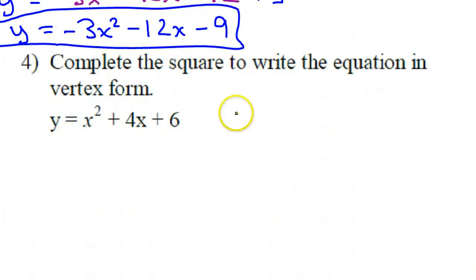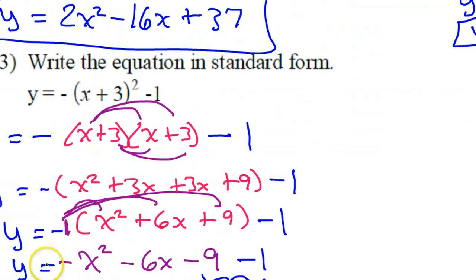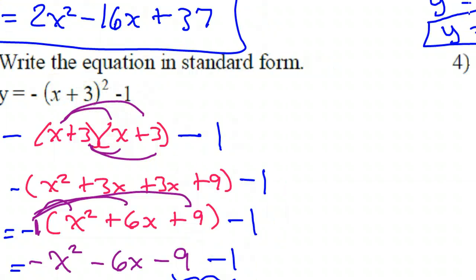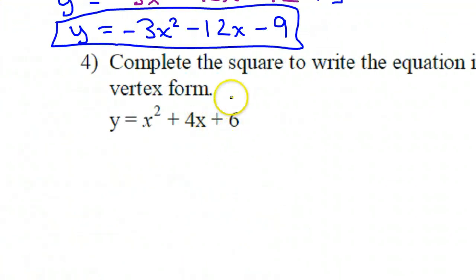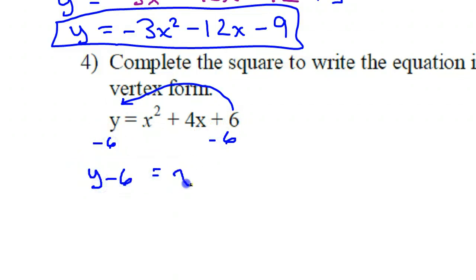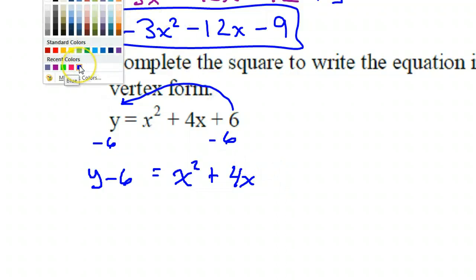Alright, now it's time to learn to use completing the square in order to rewrite a quadratic equation from standard form like this to vertex form like one of these. And here's how you do it. This 6 is going to be in the way, so let's just move the 6 over to the other side by subtracting 6 from both sides. That'll give us y minus 6 is equal to x squared plus 4x.